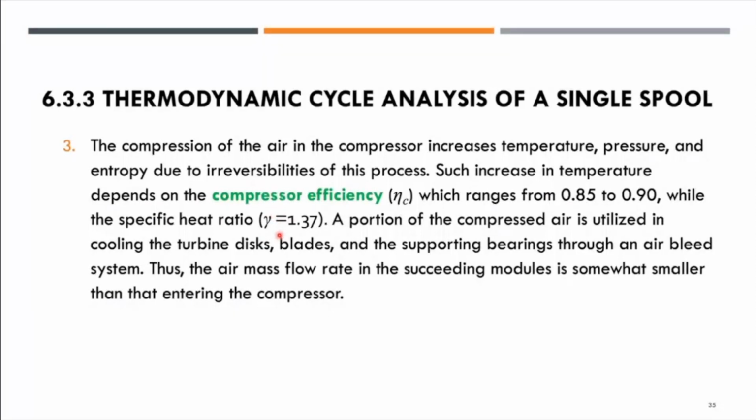It's no longer 1.4. A portion of the compressed air is utilized in the cooling of the turbine blades and supporting bearing through air bleed system. Okay. So not all of the air from the compressor will go to the combustion chamber, some of it being used for cooling purposes. So what happens is that the air mass flow rate in the succeeding module is somewhat smaller than what is entering the compressor.